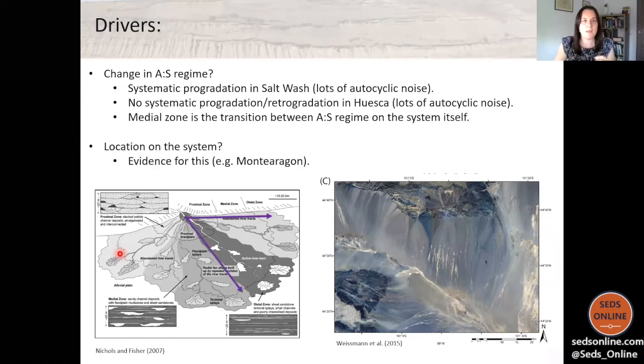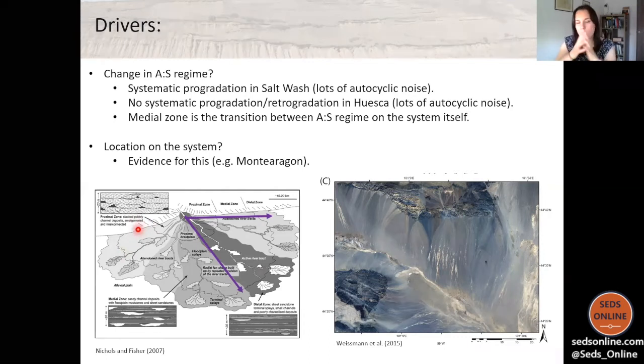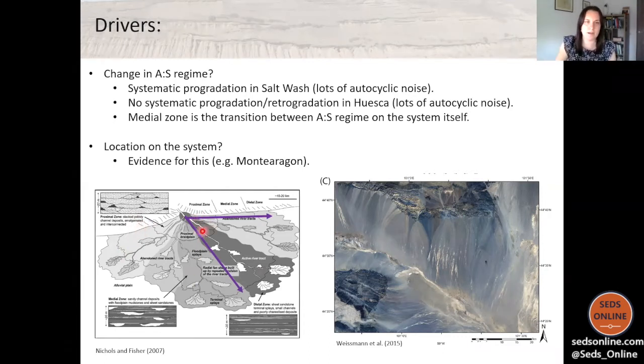And is the location on the system something that we need to consider? I talked about Monte Aragon being a distinctive outlier in the data set for the Huesca system, and that's actually located on the basin margin over here. Now, with all of that data, we measured straight lines going out from a point, but we didn't really consider where on that radius it was. So that's something that may be bringing out those variabilities. We may find the central axes of the system have less variability compared to the wider fringes of the system. That's something that we need to take into consideration.